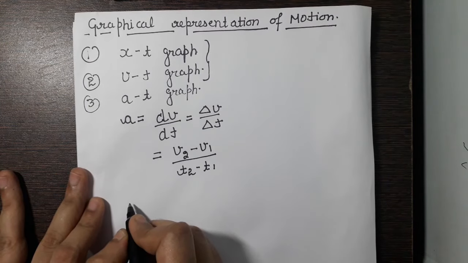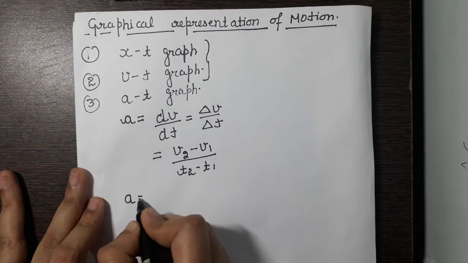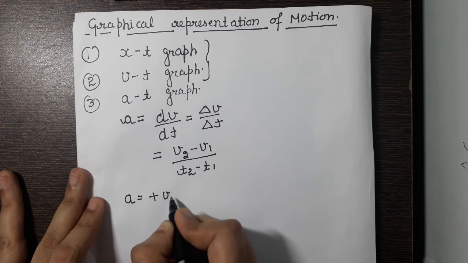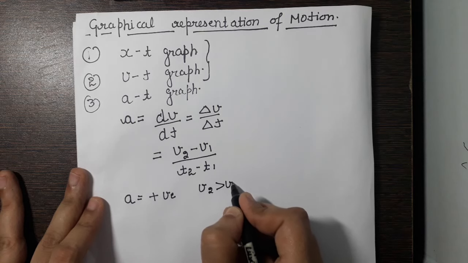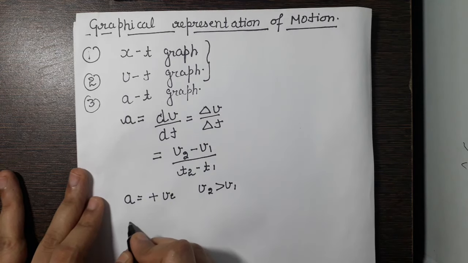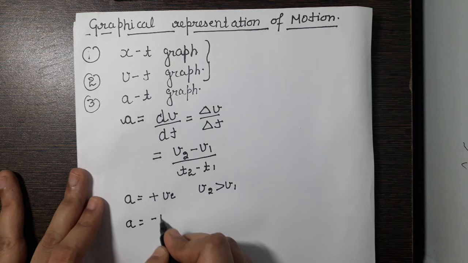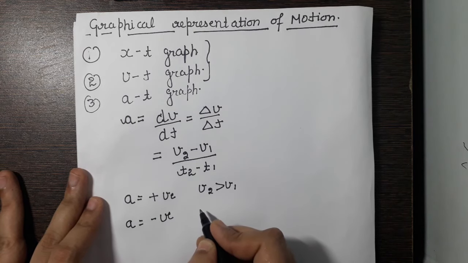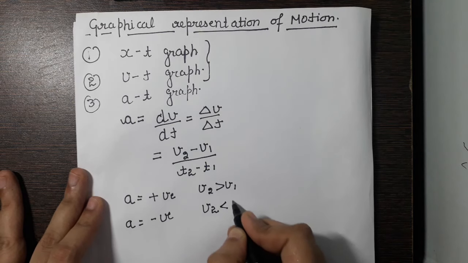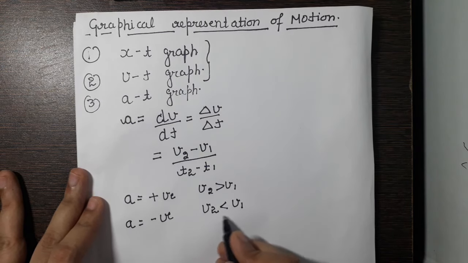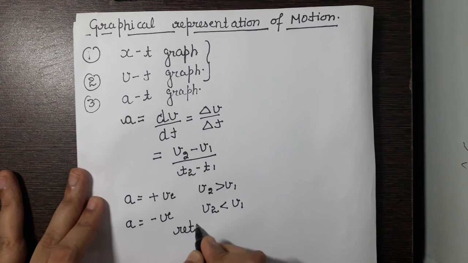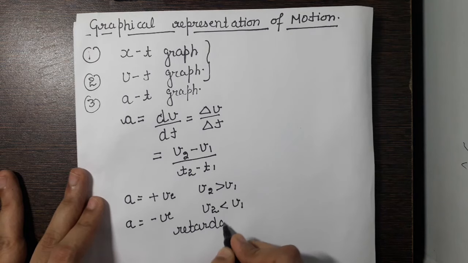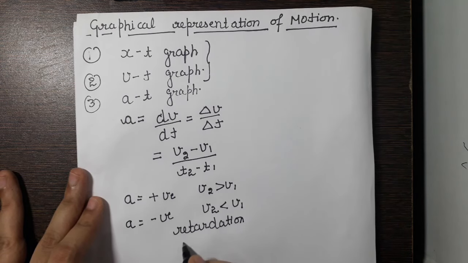Now when will the acceleration be positive? Acceleration will be positive when v2 is greater than v1. And when will the acceleration be negative? Acceleration will be negative when v2 is smaller than v1. This type of acceleration which is negative, we call it retardation or deceleration.